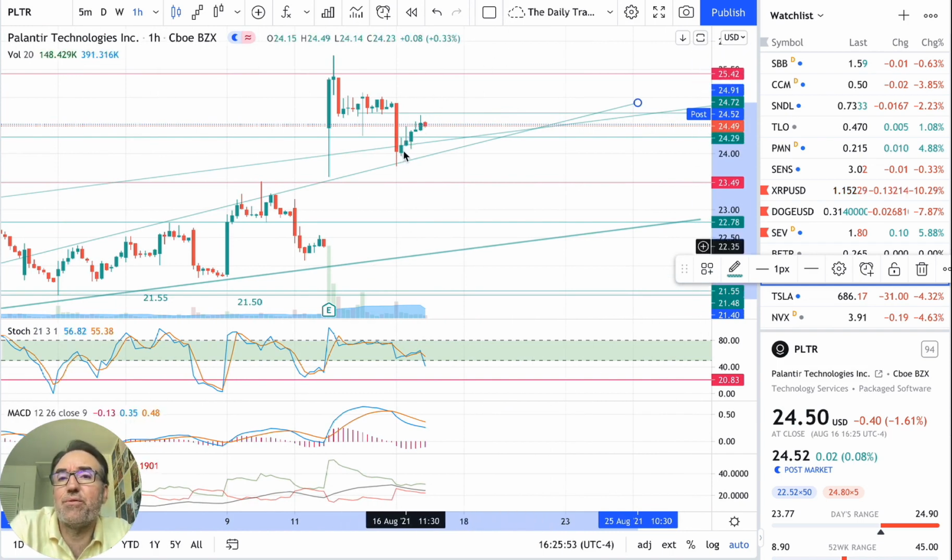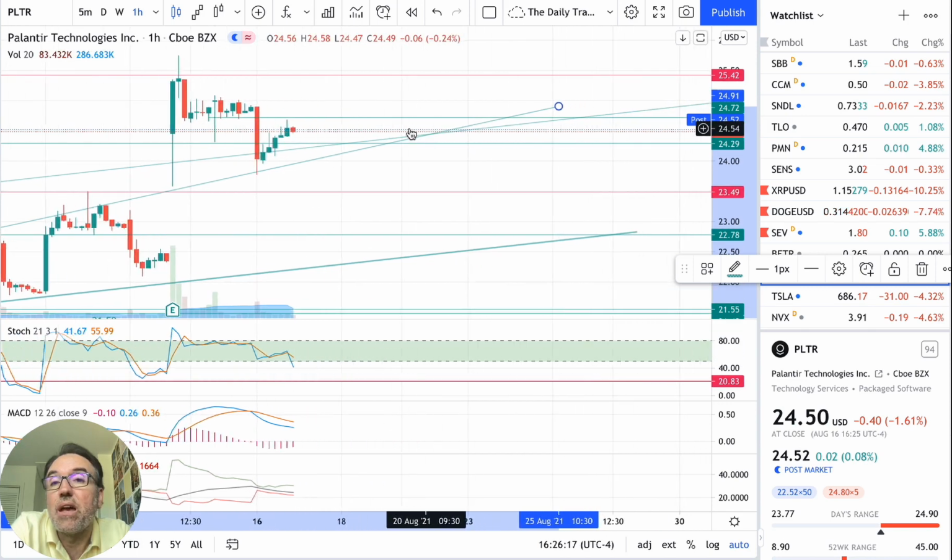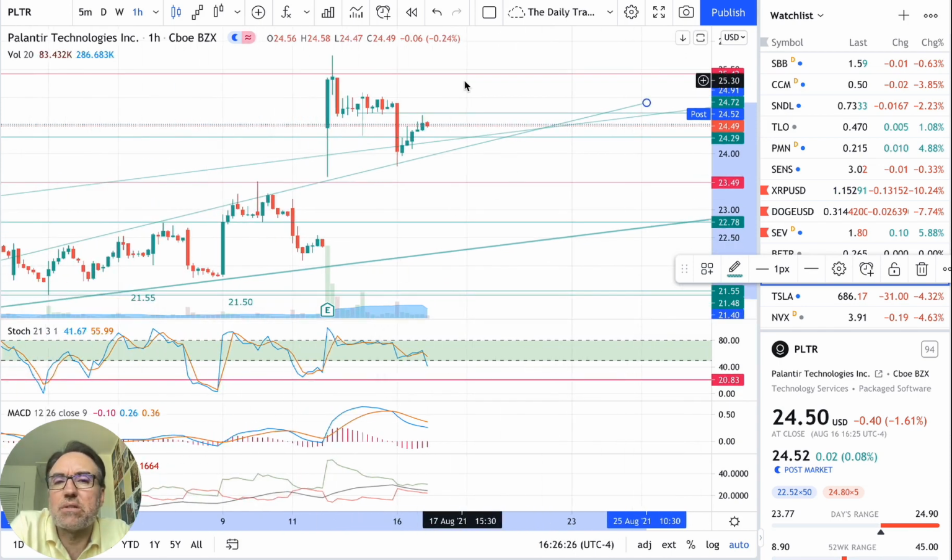But if you look at stochastic here, that recovery, I don't believe in it. Because when you see the stock going back up, then you should be seeing stochastic going back up also. And we see it to some extent, but look at what happened here. We have a higher low on the last candle compared to the previous candle, and look at stochastic here, going straight down. I don't like to see this.